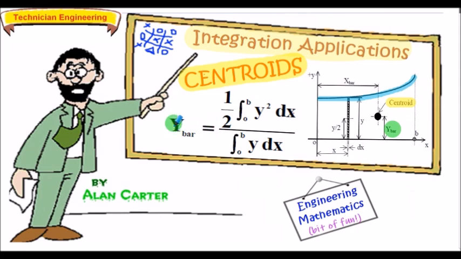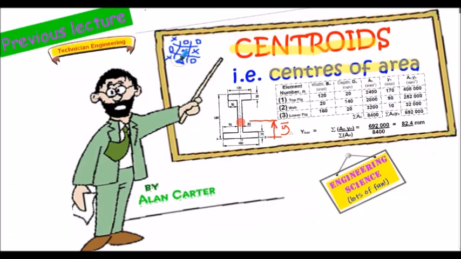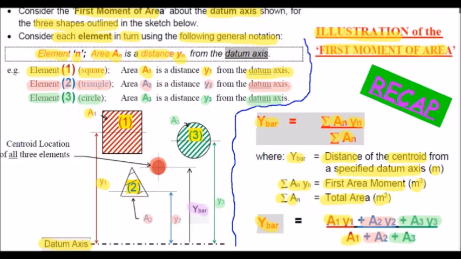a moment is calculated by this formula, and the x-bar, that's the horizontal distance from the y-axis to the centroid of area. For your reference, there is a previous lecture associated to the calculation of centroids of simple sections like the I-section beam shown here, in which we outline the concept of the first moment of area.